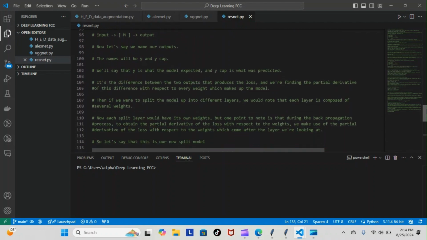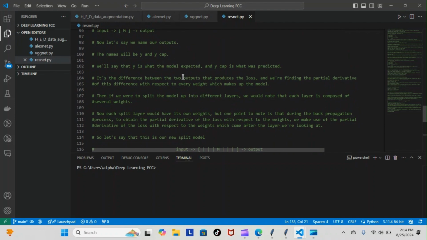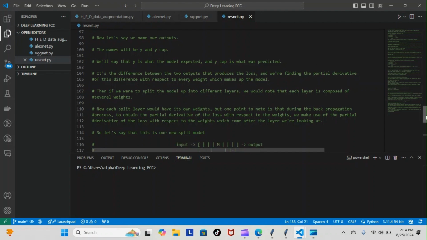Let's go down some more. We'll say that Y is what the model expected and Y cap is what was predicted. It's the difference between these two outputs that produces the loss. And we're finding a partial derivative of this difference with respect to every weight which makes up the model. Then if we were to split the model up into different layers, we would note that each layer is composed of several weights. So let me show you what that looks like exactly instead of doing more reading.